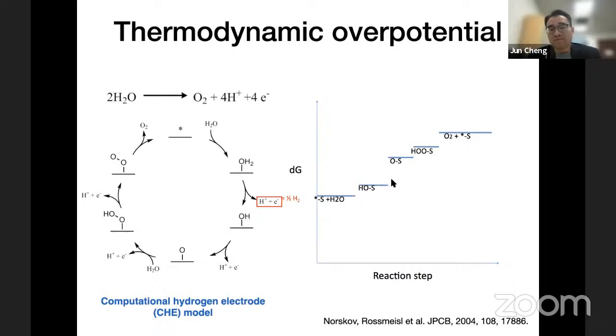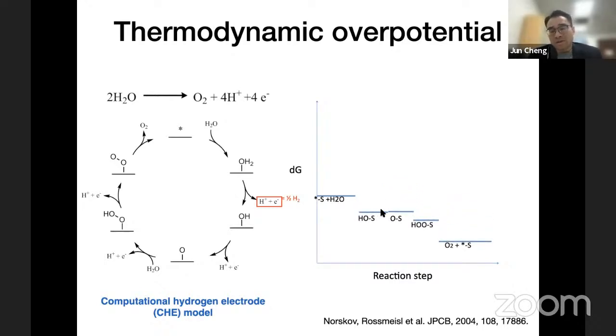small gap. But just to point out, if we have one step with too small an energy, smaller than 1.3, because the two ends are fixed, that basically means we must have a step with a gap greater than 1.3. In that case, if we're still using this 1.23 volt thermodynamic driving force, it is not enough to drive this step, right? Because the gap is too large, we still need to feed in extra potential. So that's where our overpotential kicks in.